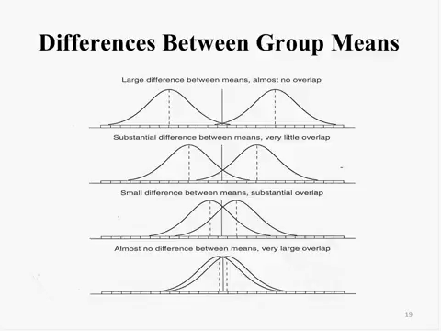As we move down, there is a substantial difference between the means, but still very little overlap. Moving down to the second from the bottom, there is a small difference between the means and substantial overlap, meaning if you've got a data point, you're not sure if it's coming from the distribution on the left or the distribution on the right. And at the bottom, almost no difference between the means and a very large overlap, meaning, did a particular data point or subject come from distribution A or distribution B? So it's important to be able to analyze those things, and your statistician will be able to help you with that.